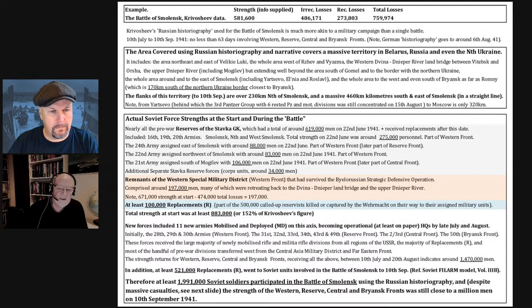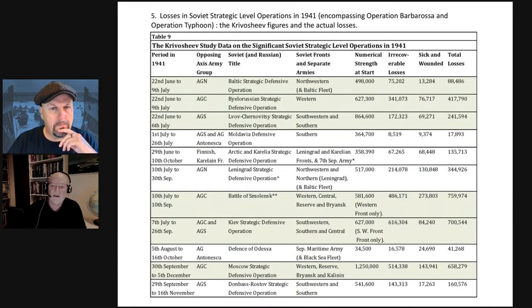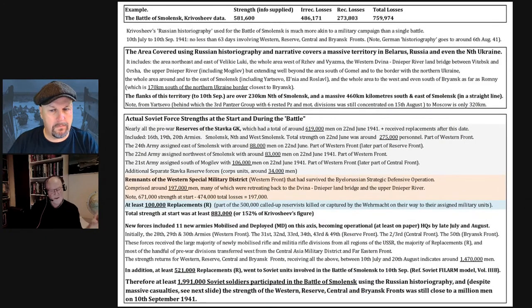So what was the start strength? So Krivosheev, again, the other thing to say about the previous table is that the only information supplied is start strengths, which is this number here, numerical strength at start. Now that's not a lot of use because you really want to know what the start strength was, but some of these battles are going on for 3 months. So you really need to know how many troops arrived, because in 3 months the Soviets can mobilize 20 armies, you know, so that could be a million men arriving. So you really want a handle on start strength, but also on the total duration, the total committed, if you like. You can't get that from the Krivosheev data.